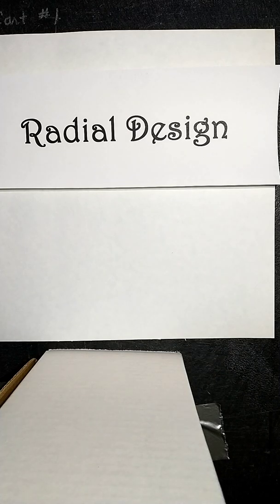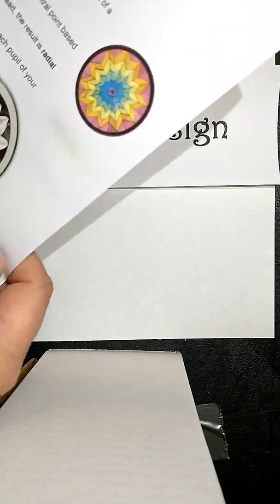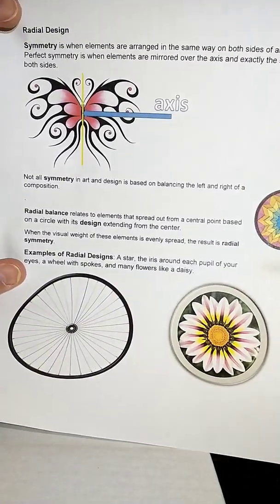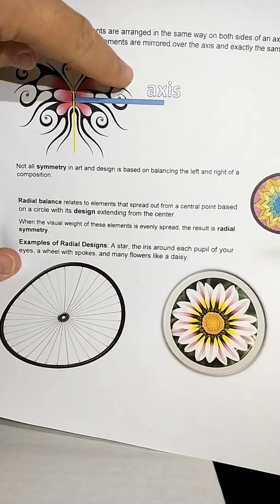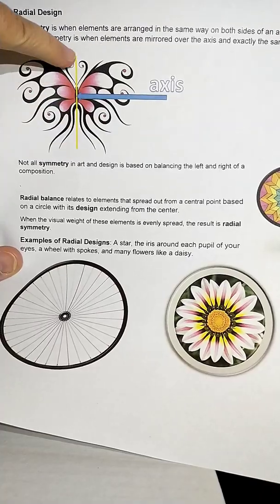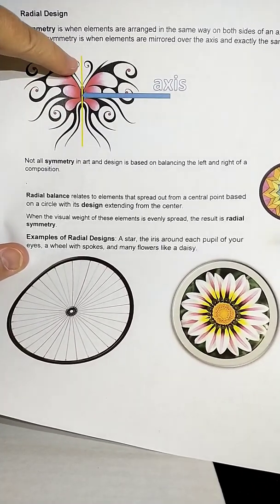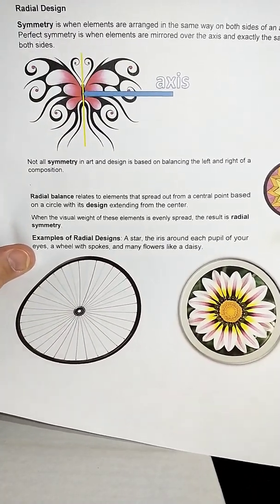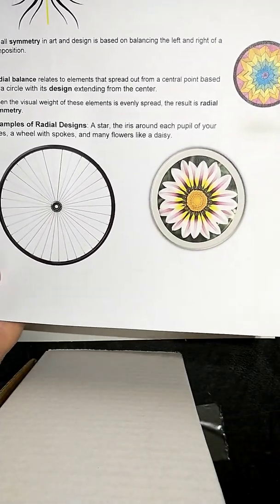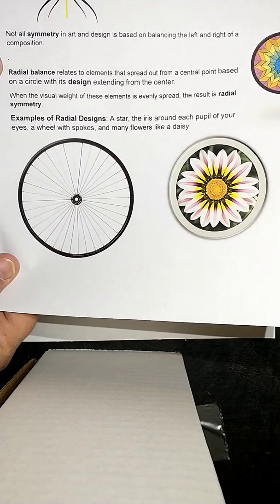Today we're going to talk about radial design. Most of you should already know what symmetrical design is, and I'm going to show you a picture. Symmetrical design is when the two sides are the same and you have a middle point or an axis that, if you were to fold it, both sides would be exactly the same. But we're going to be doing something a little bit different, and that is radial.